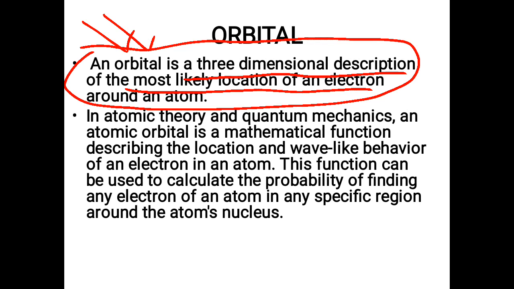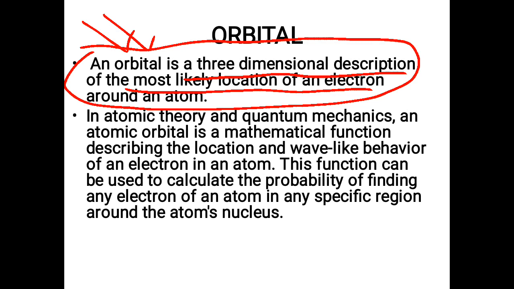It means the place in space outside the nucleus, covering three dimensions, where the electrons are found, that is, where 95% of the electron's density is found, where we can locate the electron, that is called an orbital.